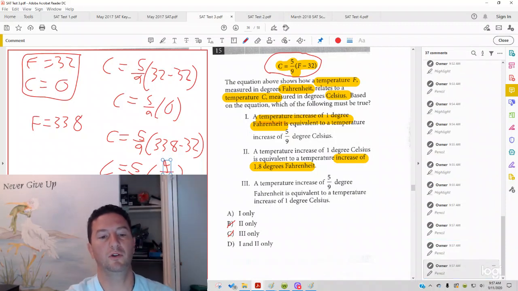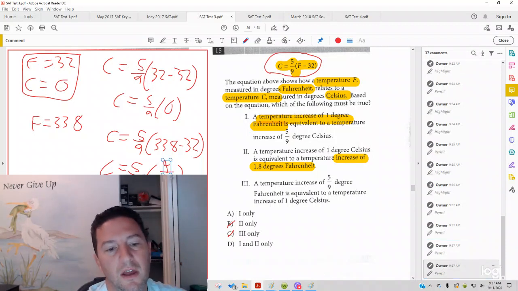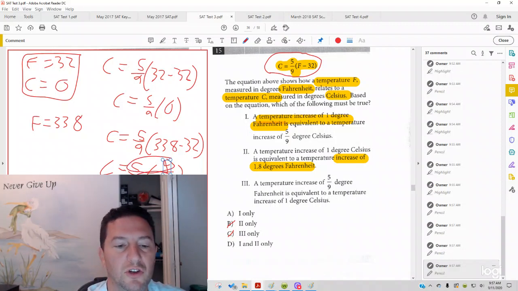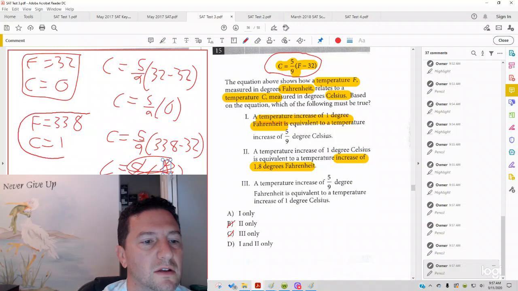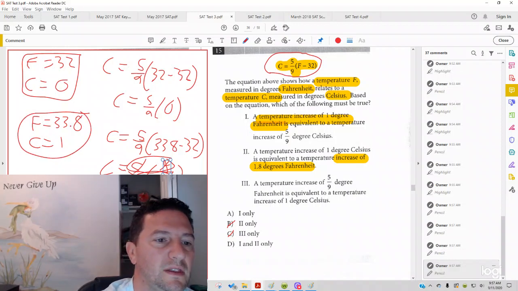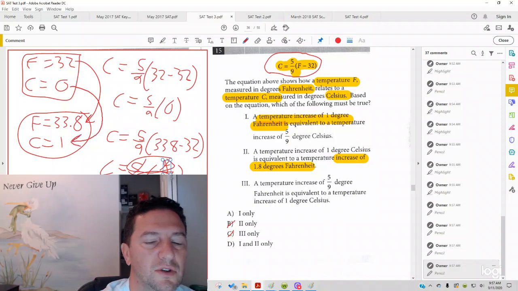And if you multiply those, you'd multiply straight across like this. You get 45 over 45. But what you should always do when you're multiplying fractions is reduce. 9 reduces, the 5s reduce, and you get 1. 45 over 45 is 1 anyway. So your C winds up equaling 1. So notice what happened. When your Fahrenheit increased 1.8 degrees, your Celsius increased 1 degree.